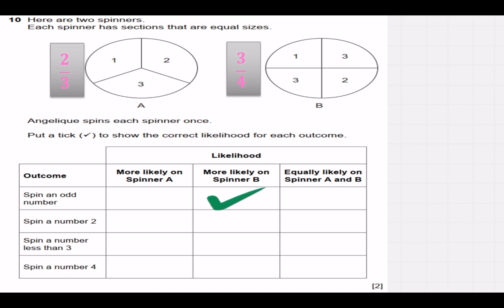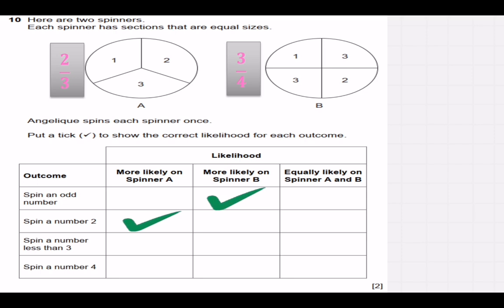Spin number 2. I have here to get 2, I have only 1 out of 3. But from here to get 2, it will be 1 over 4. Using cross fractions, 1 over 3 is greater than 1 over 4, so spinner A will be more likely.